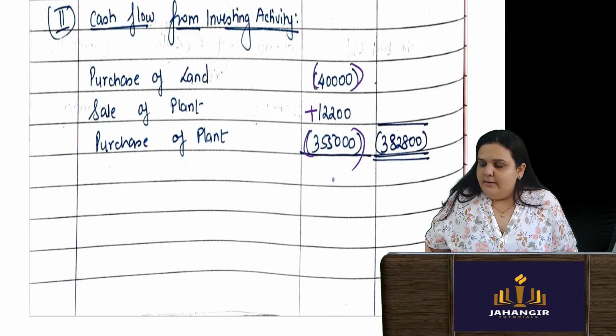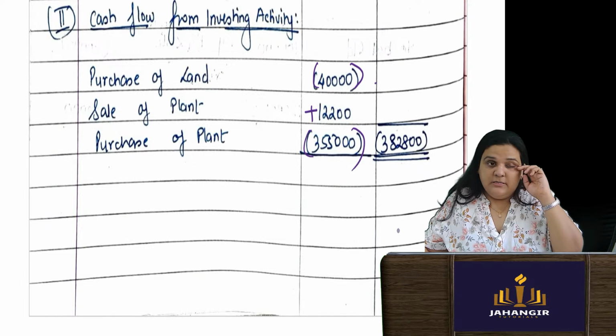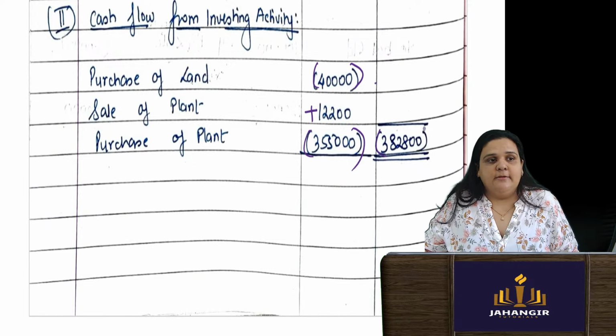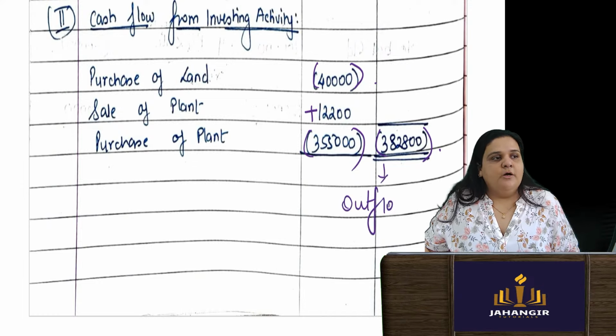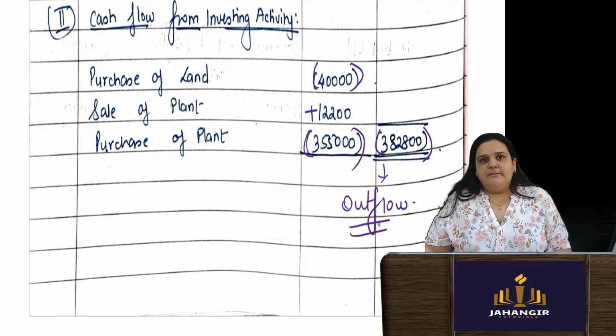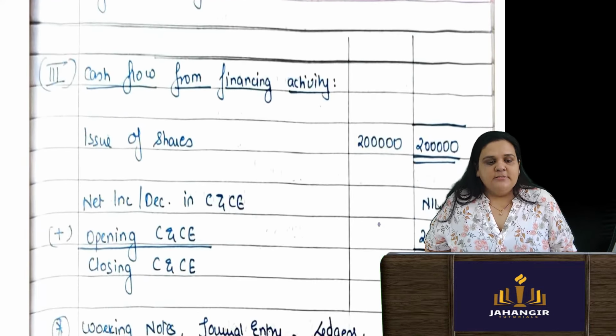So add 3,55,000 plus 42 negatives you add and then subtract 12,200. You will get 3,82,800. Put it in the negative sign. That is a net cash outflow because of investment activity. And last one is your financial activities.